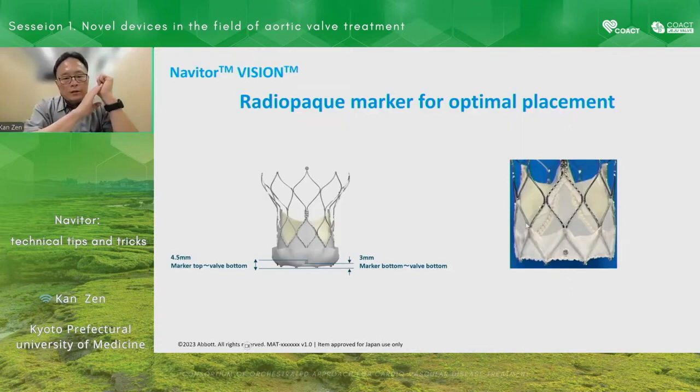And in this case, you can see the 3 marks at the bottom left. This latest model of the Navitor radiopaque markers has very clear visibility. From the marker top to the bottom, the length is 4.5 millimeters. And from the marker bottom to the bottom, the length is equal to 3 millimeters.